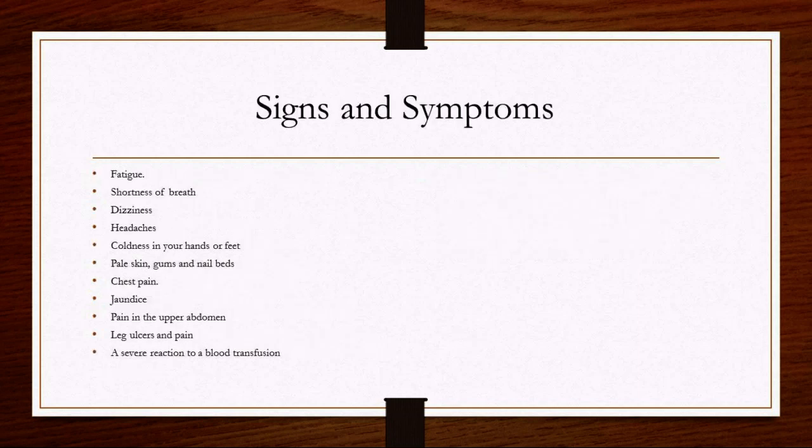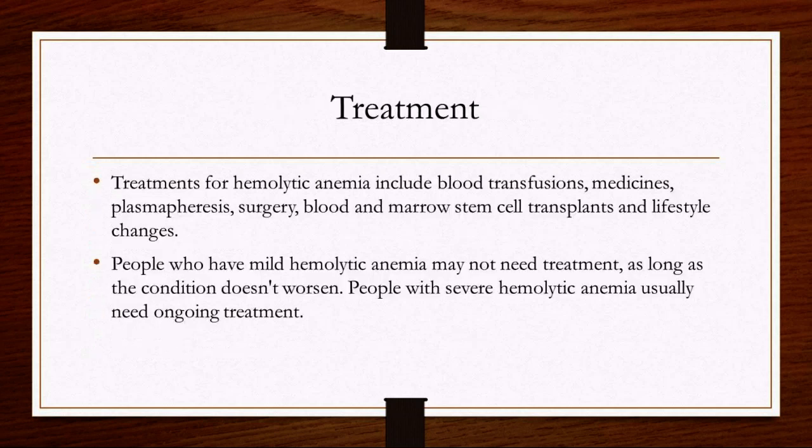Some of the signs and symptoms, as you can guess, are very similar to all the other anemias. Here you go: shortness of breath, dizziness, fatigue, chest pain, leg ulcers, and a severe reaction to blood transfusion. Treatments are similar to all the other anemias too: blood transfusions. I'm talking about hemolytic anemias, not your iron deficiency anemias. And there are people that have mild cases of hemolytic anemia, and they may not need any treatment at all as long as it doesn't cause any symptoms.